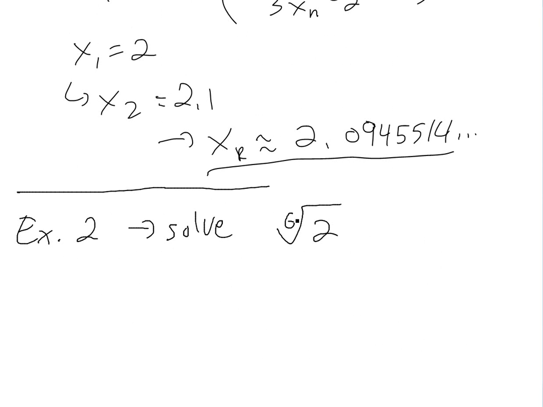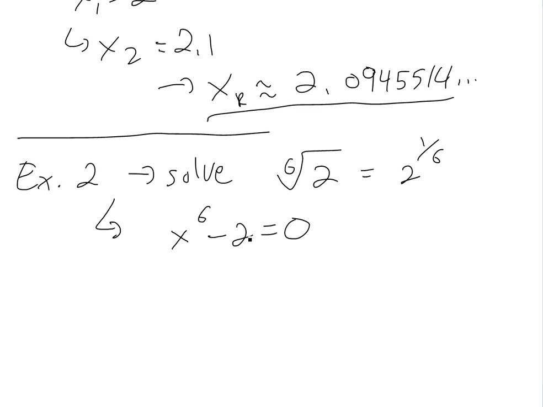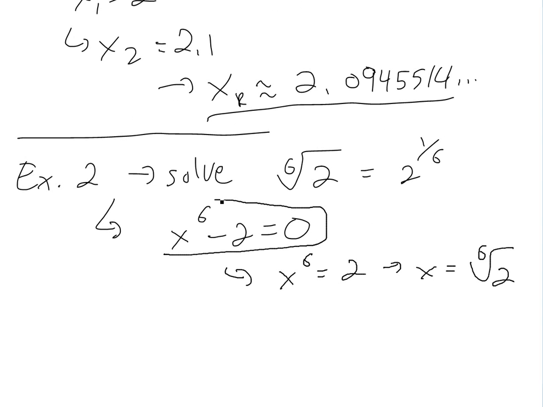Now example 2 is to solve this one right here: 2 to the power of 1 over 6, or the sixth root of 2, I'm not sure how to write it. Basically this is just 2 to the 1/6. If you use Newton's method here, you can just rearrange this as the answer to the equation x to the 6 minus 2 equals 0. Because if you rearrange this, you get x to the 6 equals 2, and x is equal to the sixth root of 2. So you could write it this way. This is a neat little trick.